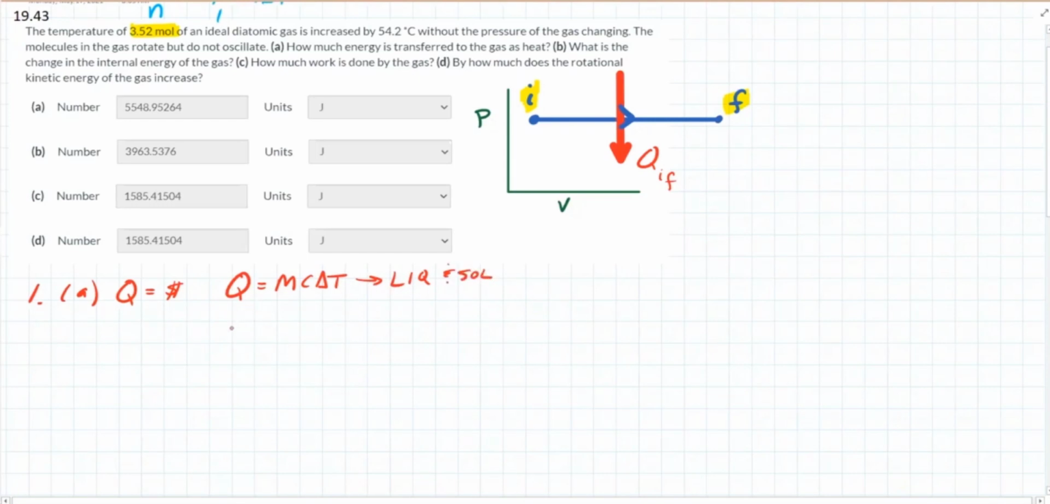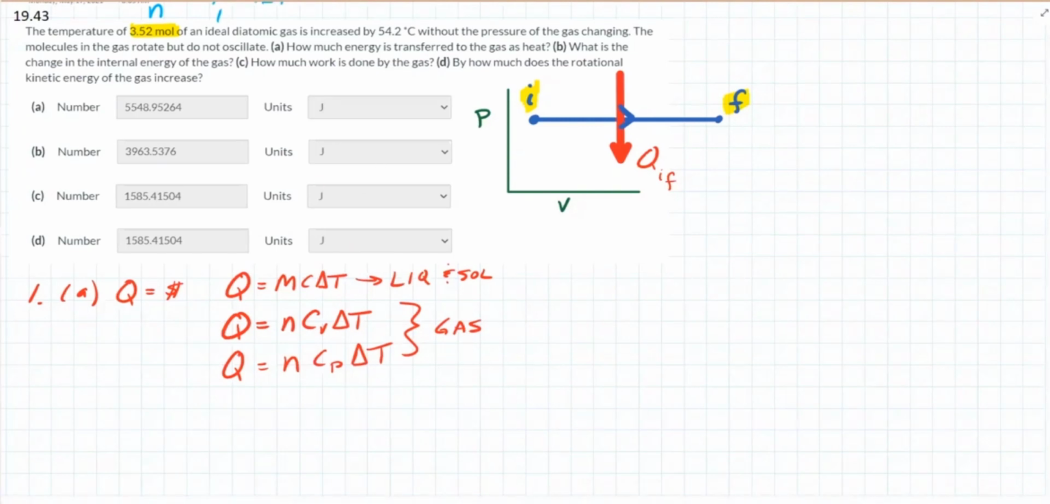Here's the gas version of Q equals MC delta T. Q equals N C_V delta T, or Q equals N C_P delta T. This is what we use if we're not working with solids or liquids, but instead working with gases, which we are here. And you know everything here, except for the following. Q stands for heat, yep. Delta T is the change in temperature, so that's the same everywhere here.